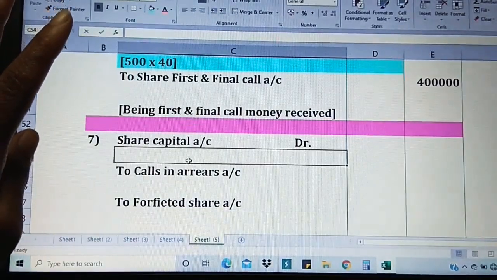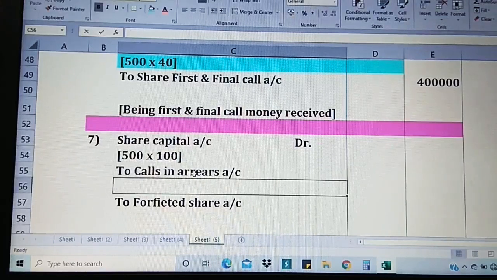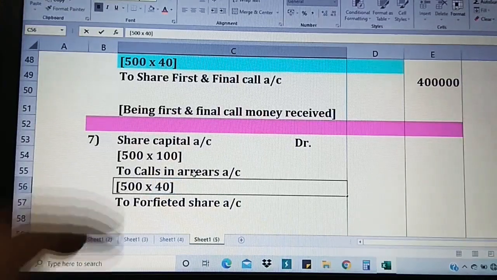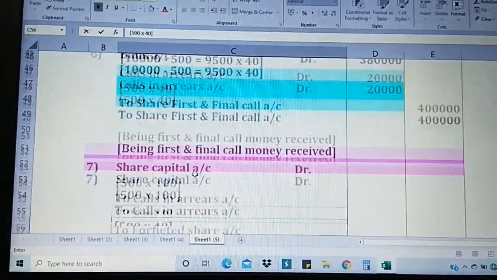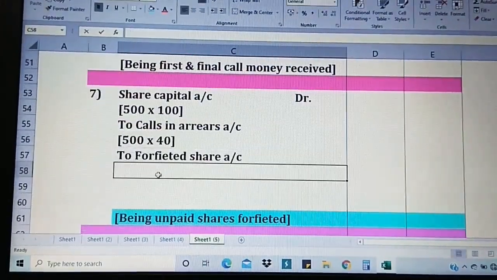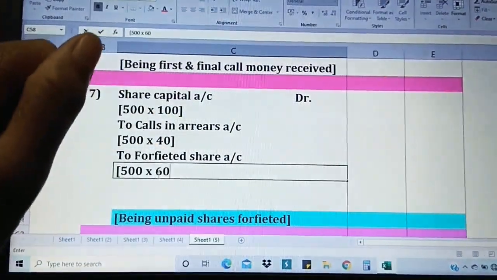Let us go for the calculation. 500 shares, what is the face value? 100 here. There is no premium or discount, so it's easy for us. 500 into calls in arrears is 40. Could you all find it, which has been highlighted? The same rate, just copy and paste it. Next, for the cancellation, what will be the balance? 100 minus 40 is 60.